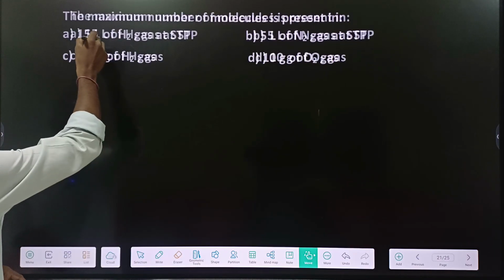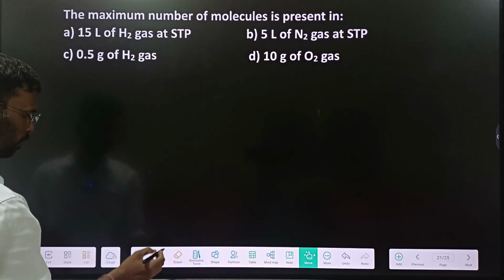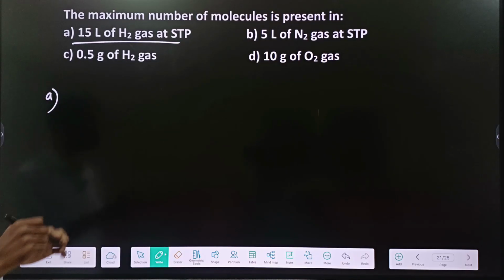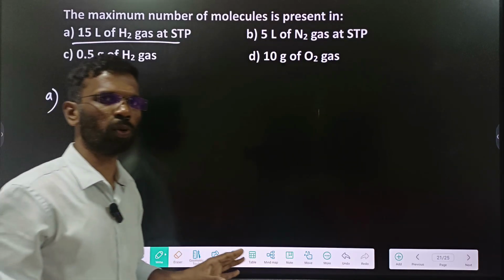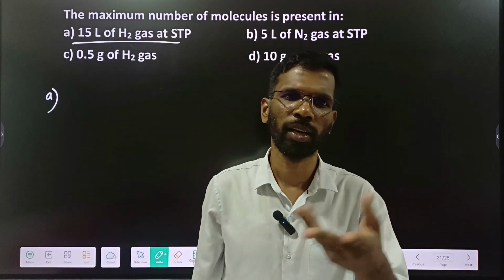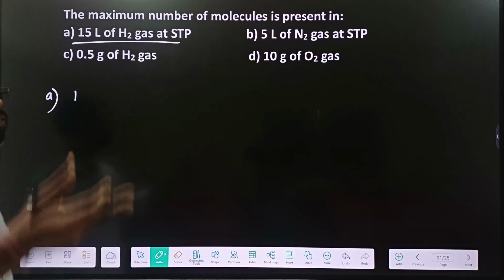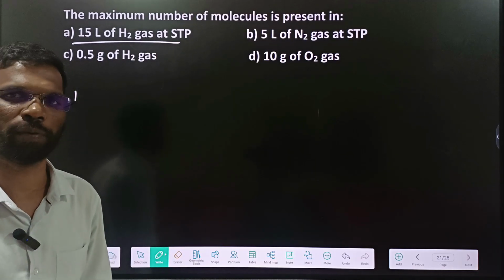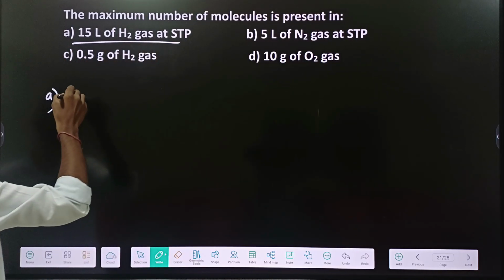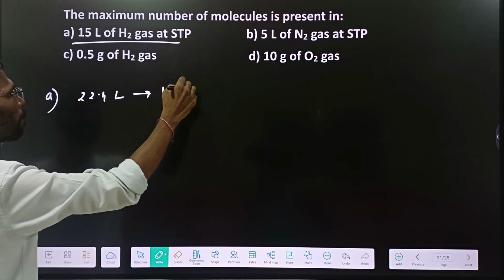In which case will there be the maximum number of molecules? Over here it is written 15 liter of H2 gas at STP. We'll solve option A. We'll find the number of moles. Number of moles is proportional to the number of molecules. The more moles there are, the more molecules. I'll not tell you to use a certain formula. We'll use our cross multiplication method only. So in option A, 15 liter of H2 at STP. We know that 22.4 liter is equal to 1 mole.